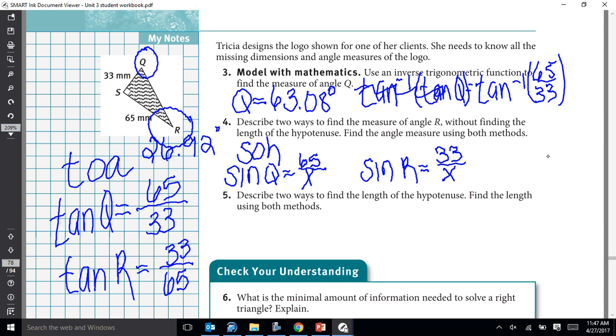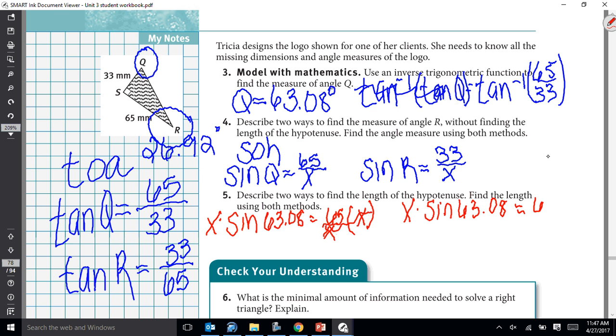All right, so kind of reviewing from class yesterday. This is a number, and this is what we want to find out, right? So I have sine of 63.08 equals 65 over x. How do I get x out of the denominator? This is 65 divided by x, so I'm going to multiply. And whatever I do to the right side, I have to do to the left. That cancels. So now we have x times sine of 63.08 equals 65.